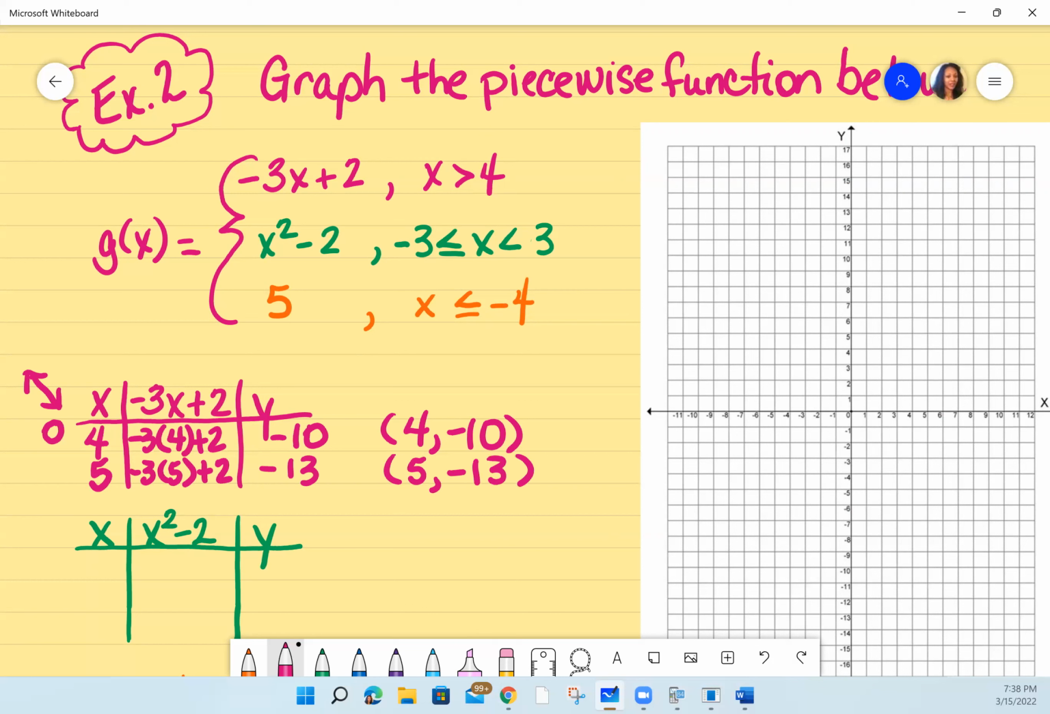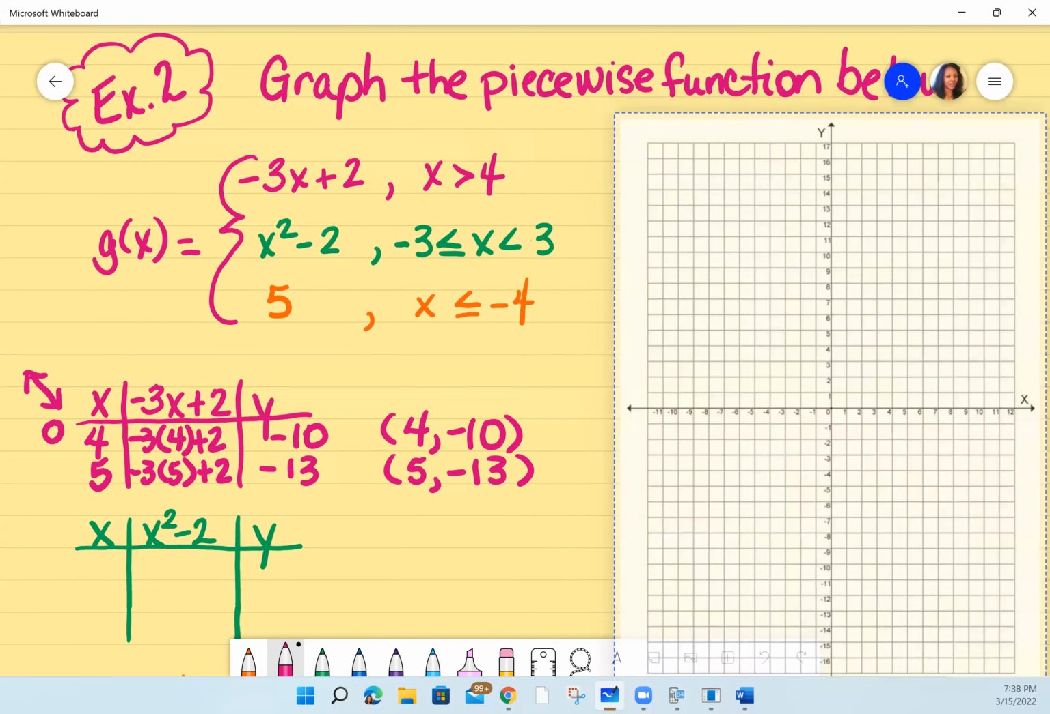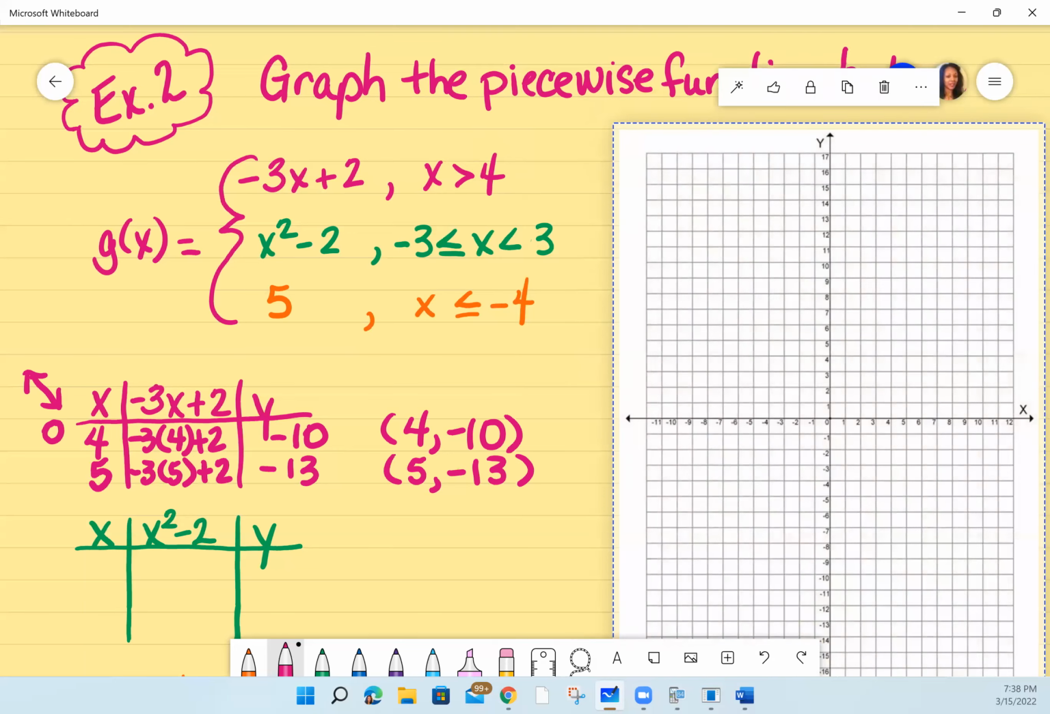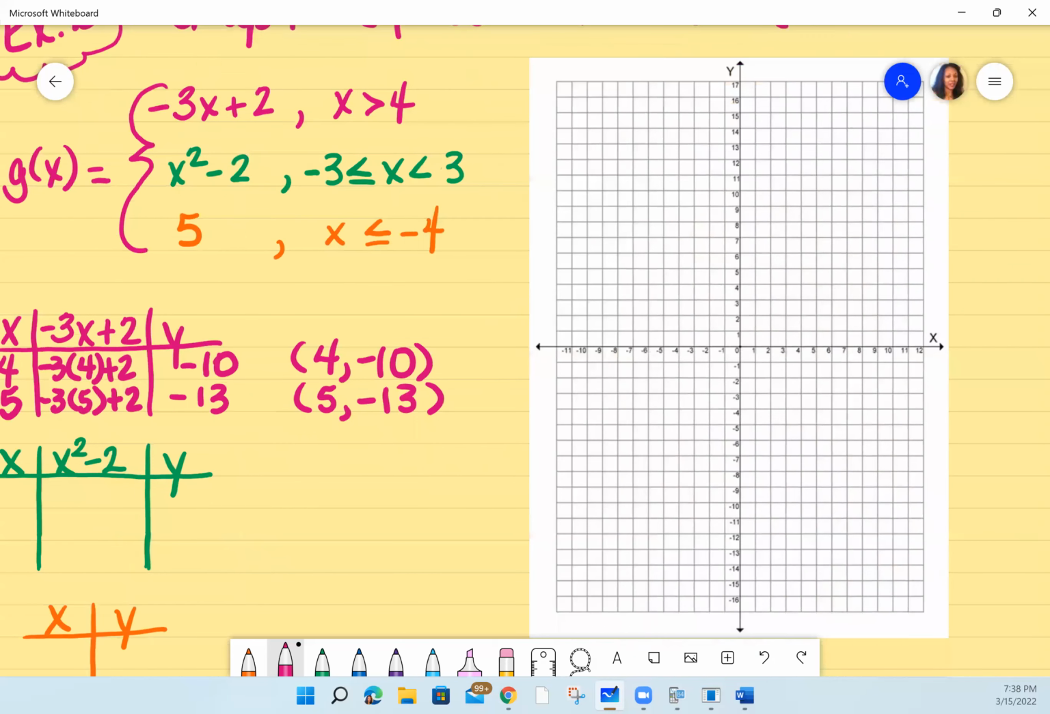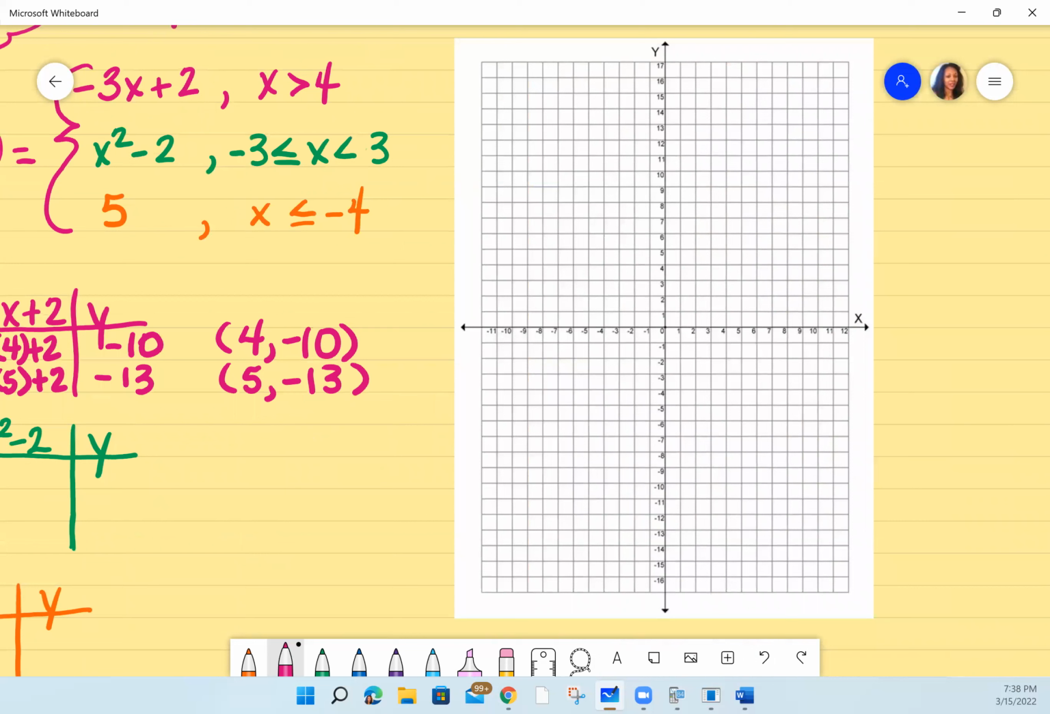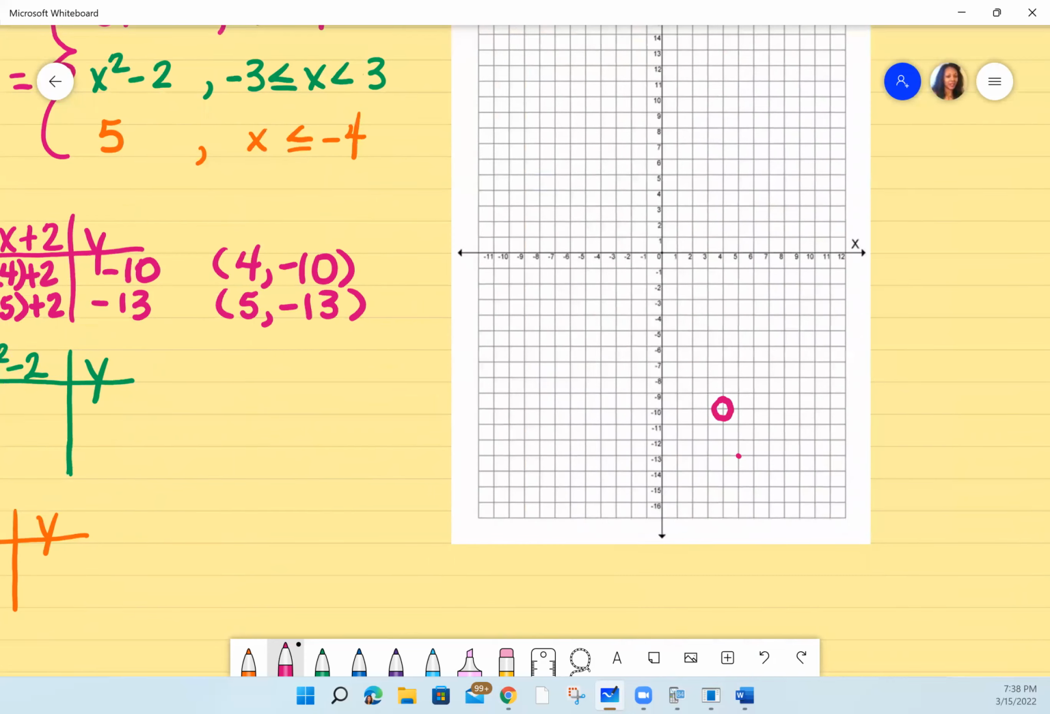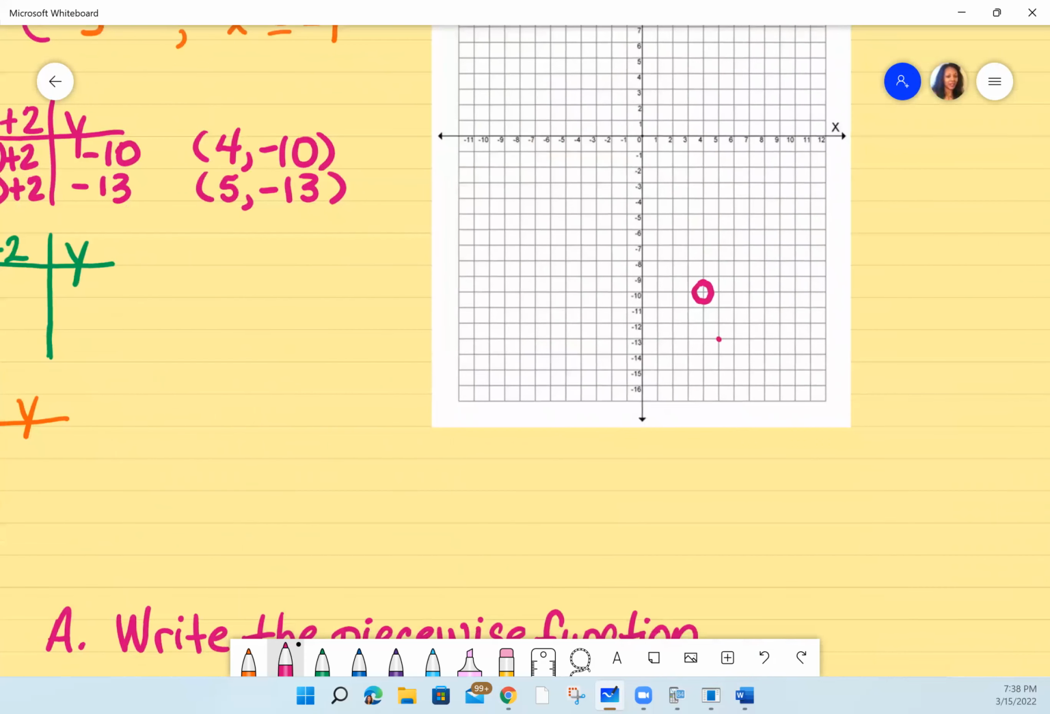I'm going to take those 2 points and plot them on my actual graph. I didn't mean to move that, but it's okay. All right, so now I go over to 4 and -10, and I notice I have an open circle, and then 5 and -13, which is just a normal point. You don't have to try to do an open circle or a closed circle.